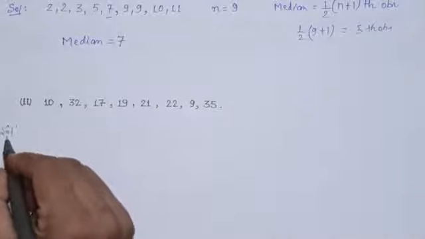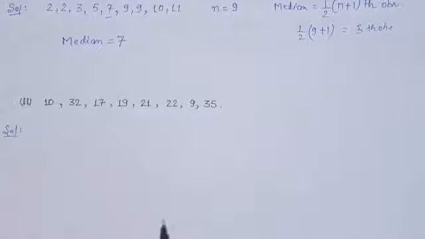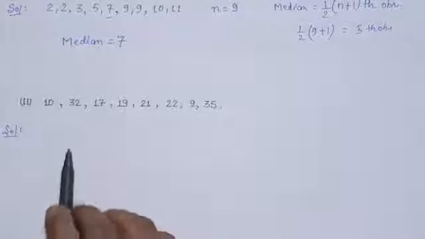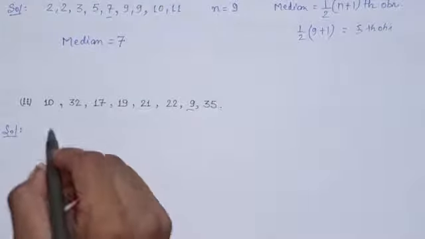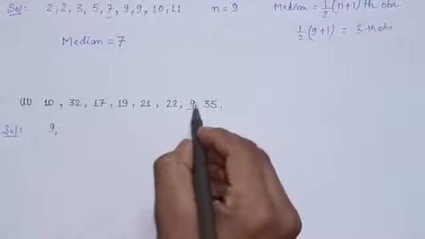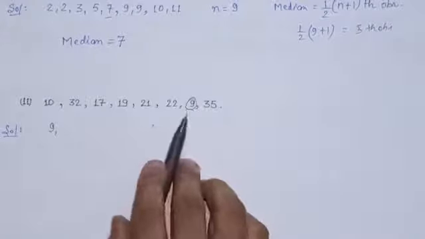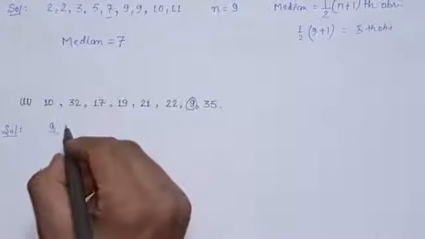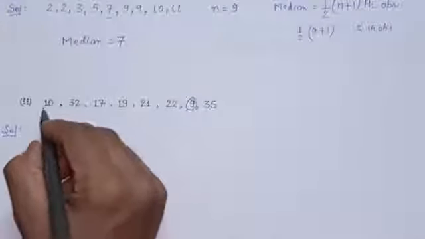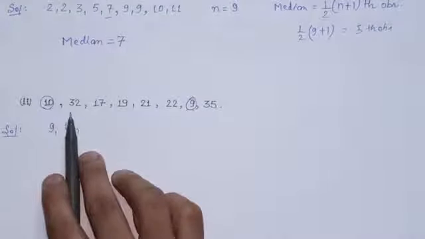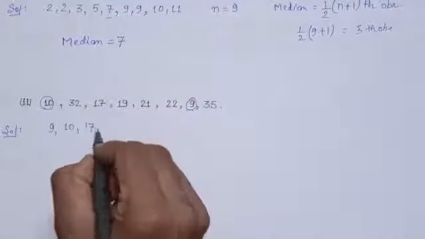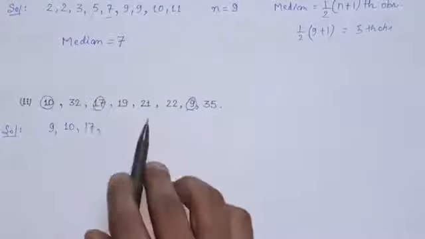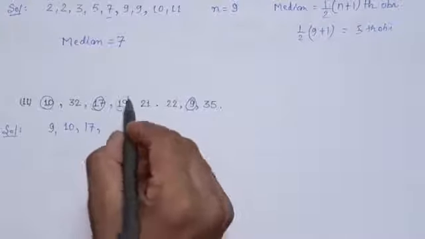Again students, first we have to arrange these terms in ascending order. So let us arrange. Here you can see that 9 is the smallest observation. So 9 is done. After 9 you can see 10 is the smallest one. So 10 is also done. And after 10 you can see 17, and after 17 it comes 19.